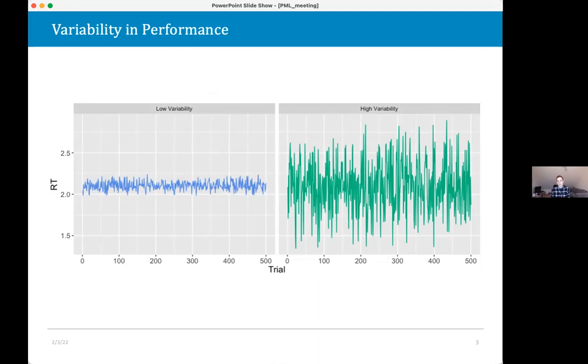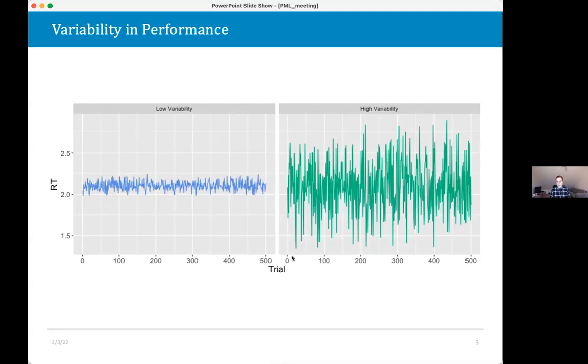So here we have two exemplar individuals, both of whom have the exact same mean response time. So response time is on the y-axis, and some number of trials is on the x-axis. And so these two individuals hover around the same mean level of response time performance, but you can clearly see that the person on the left is very consistent, low variability in their response time. They tend to respond about 2.1 seconds every single time. There's this narrow band that they fluctuate in.